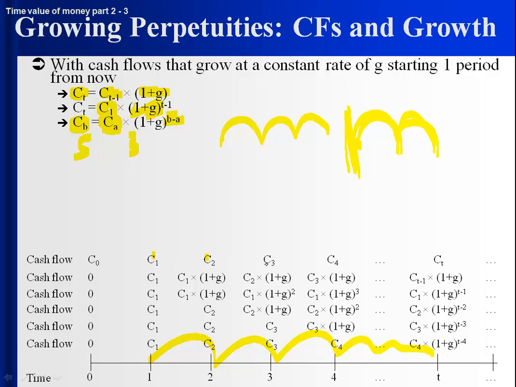And that's what you can see down here on the timeline, where you've got the cash flow at time 1, time 2, time 3, time 4. You can always express them in terms of the previous cash flow times 1 plus g. You can always express them in terms of the first cash flow times 1 plus g to the t minus 1.